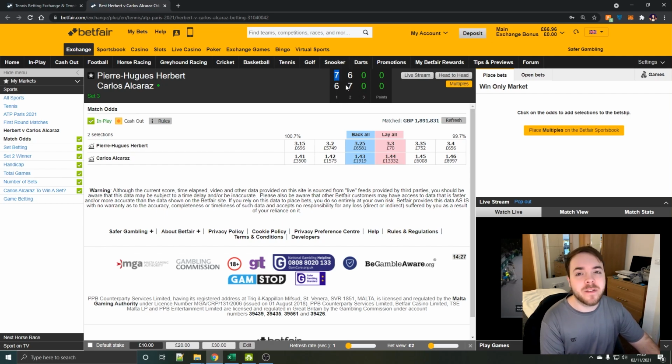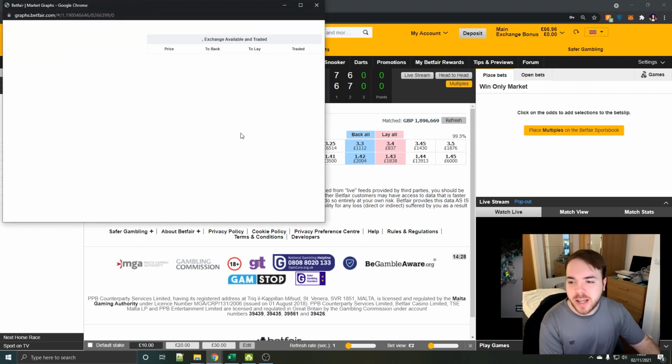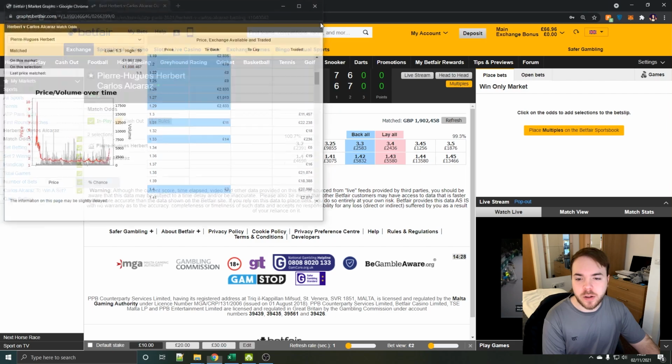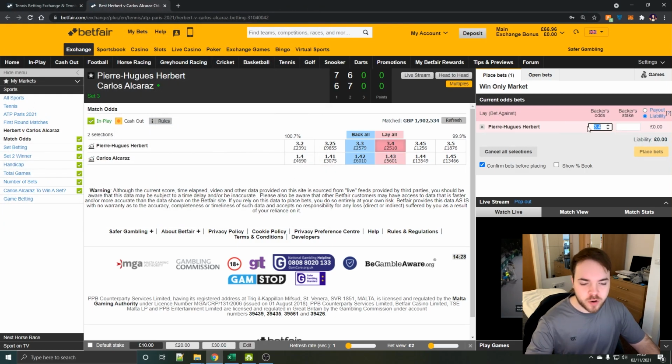He lost the first set and then won the second, and if you'd have managed to get in and lay at that price, whatever it was down at, is a way we can check down here. So he actually got traded down as low as 1.3. So if we look at trying to see if we can possibly work out how much that would have got us.